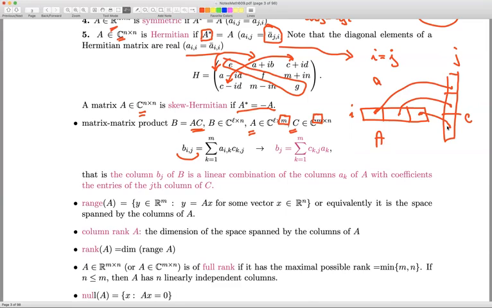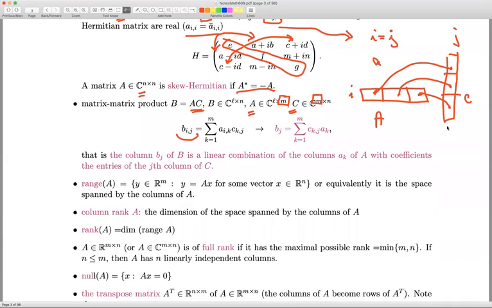Another useful way to view matrix multiplication is the following. If we look at the matrix B and we denote by B1, B2, and so on, Bn the columns of the matrix B, the matrix will be of dimension L times N.